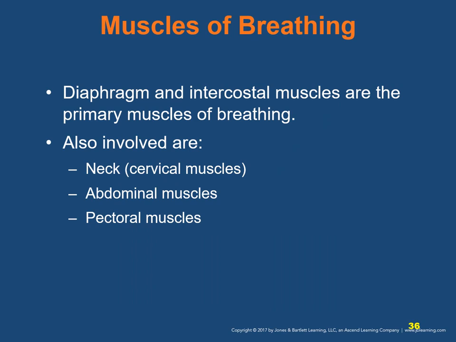The muscles involved in breathing include the diaphragm, which is the primary muscle of breathing and is what divides the thorax from the abdomen. Its automatic function is breathing. Then you have the intercostal muscles, and during inhalation, the diaphragm and intercostal muscles contract, moving the ribs up and out, enlarging the chest cavity, and decreasing pressure in the lungs and moving air in. During exhalation, the diaphragm and intercostal muscles relax, decreasing the chest cavity, increasing the pressure in the lungs, and moving air out. You also have cervical muscles in the neck, which are involved, and abdominal muscles and pectoral muscles.